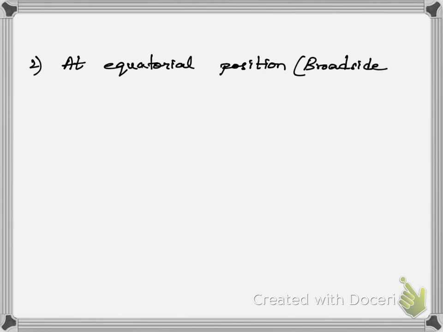Next comes the expression of intensity of electric field at equatorial position, also known as the broadside position. So what exactly is this equatorial position? Suppose these are the two charges of the dipole, minus q and plus q, the distance of separation being 2l.